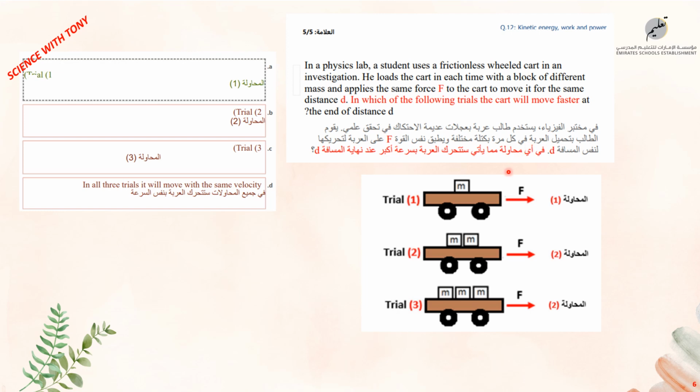So here we have three options, or three trials. In each one, the boy is adding a block of mass to the experiment. So in which case will the cart move faster? According to Newton's second law, a is equal to force over mass. So every time we decrease the value of mass, we have more acceleration. So of course, the cart will move faster where mass is very low. So trial 1 is the correct answer in this case, and the cart will move the fastest.